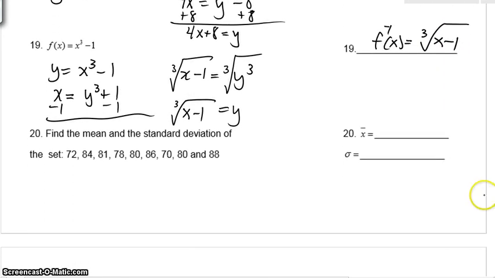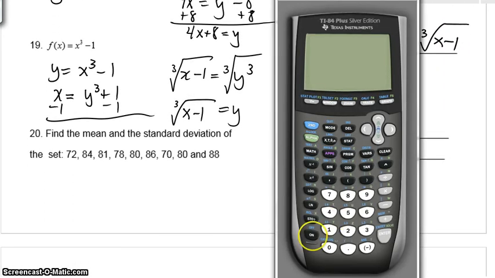Number 20. Thank goodness, a very, very calculator-driven kind of problem. Let's remember how to get the mean and the standard deviation. You have to press the statistics button right next to the down arrow, hit edit. If there is something in there already, let's just say that you saw some numbers, you can go all the way to the top, press clear, hit the down arrow.